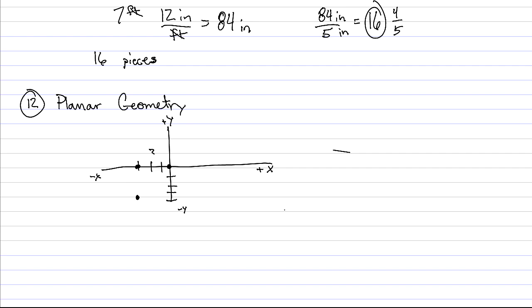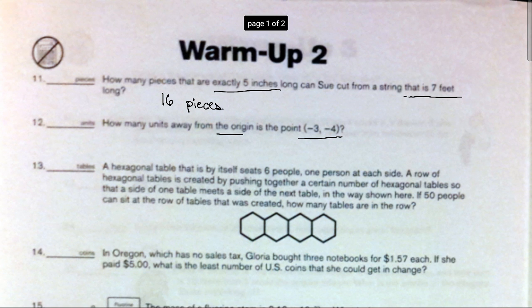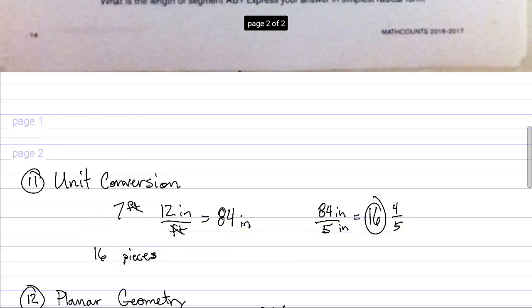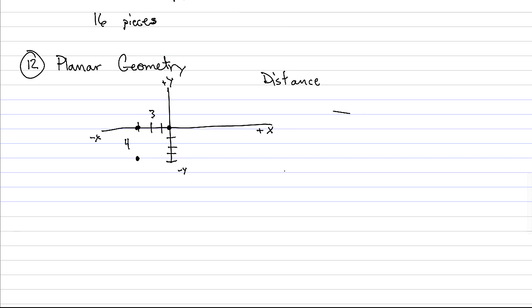So we've got 3 units and 4 units, and the question is, what is the distance? Or how many units rather? How many units away from the origin? Or units from the origin. And here we have to know that measuring distance between 2 points on a plane, it's a straight line distance.